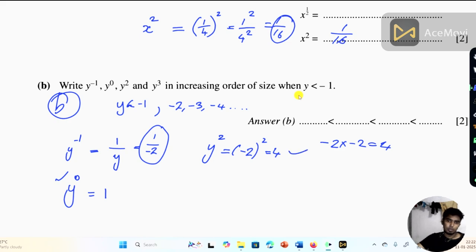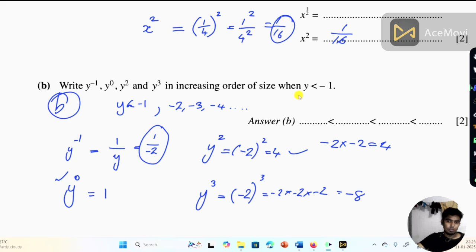The last, y cube. Y cube means we can just take minus 2 cube. Minus 2 cube means minus 2 times minus 2 times minus 2. Negative times negative is positive, positive times negative, the answer is negative. So 2 into 2, 4, 4 into 2, 8, so minus 8.